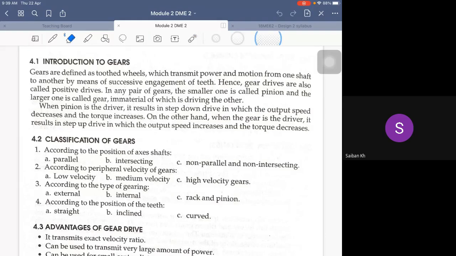Okay, so let me hide it. The smaller one is called a pinion and the larger one is called a gear. It might be a driver or a driven, irrespective of that. So there are two gears if you observe here. This is one gear which is driving this particular gear. So I would name this one and this two, correct? So always the smaller gear, which one is smaller? One is smaller or two is smaller? Which one is smaller, one or two? So one is generally the smaller one.